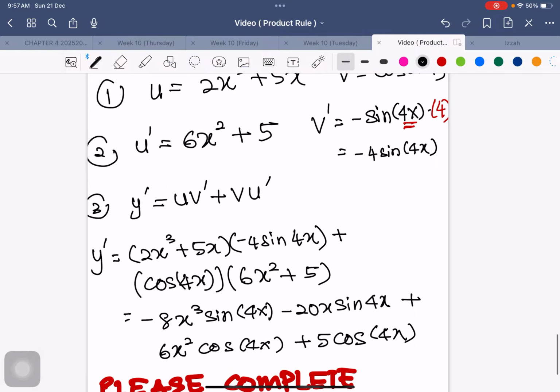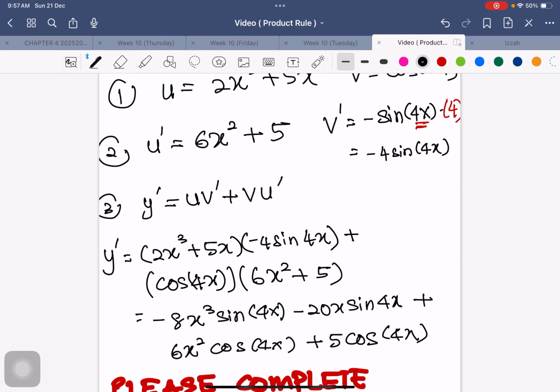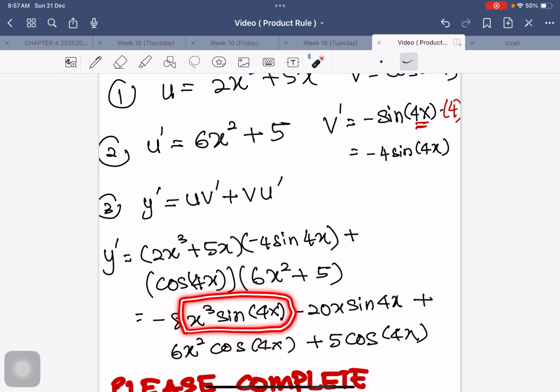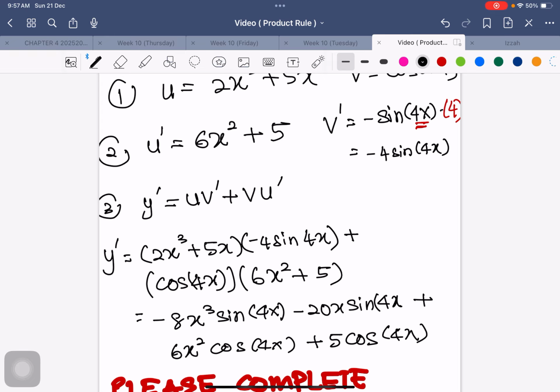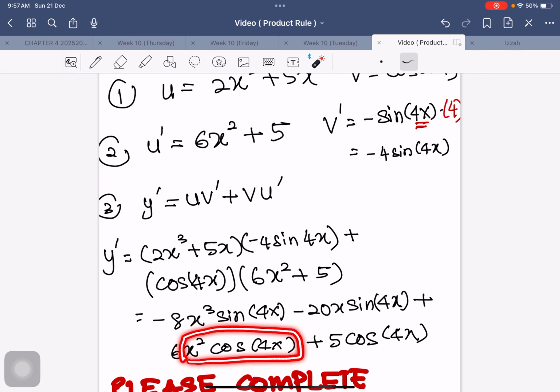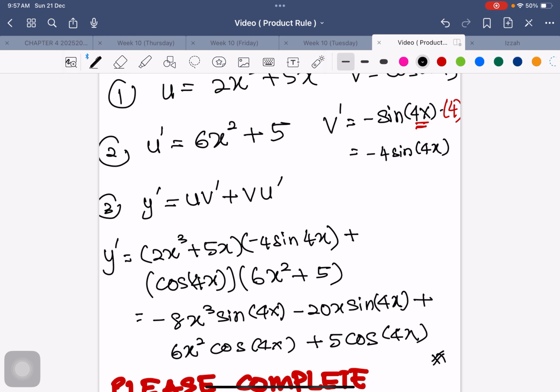Okay, so in this case you tak boleh nak simplify apa-apa sebab tak ada term yang sama, because here you ada x cube sin 4x, here you only have x sin 4x, so benda yang tak sama, so tak boleh lah kan. Okay, so same goes for this one. This is x squared cos 4x, but this one is x cos 4x, so you just leave this answer lah.